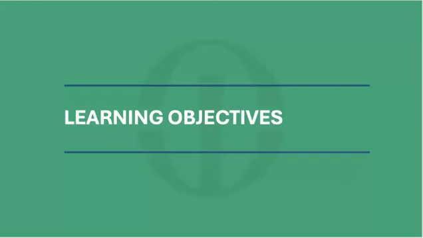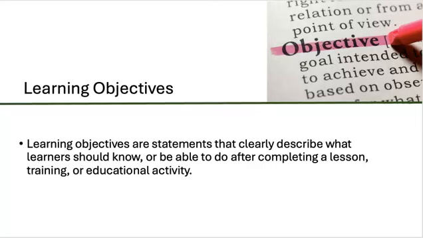Learning objectives. The important thing to know about learning objectives is that they are statements that you write that clearly describe what your students or your learners should know or be able to do after completing a lesson or a module, an activity, a training, or anything of that nature. You write learning objectives ahead of time before you start teaching or designing a course or a learning experience.